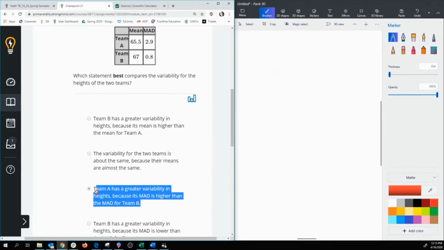So team A has a greater variability in heights because its mean absolute deviation is higher than the mean absolute deviation for team B. So that is the answer that we would want to pick here. So anytime you're asked a question about variability, remember you're paying attention to your MAD, and whichever one is higher, that one has greater variability. Whichever one is lower, that one has less variability.